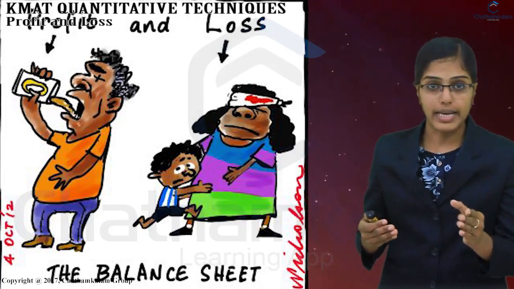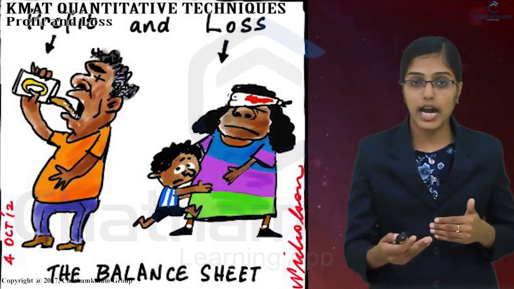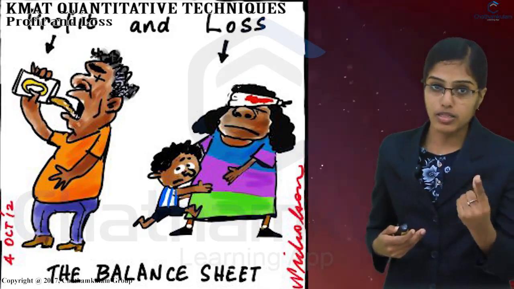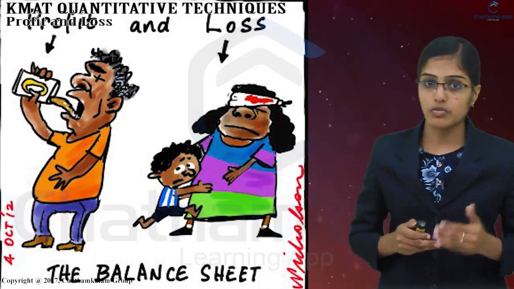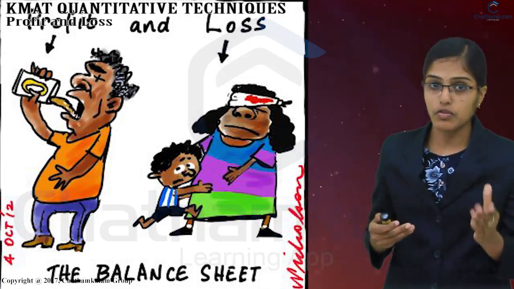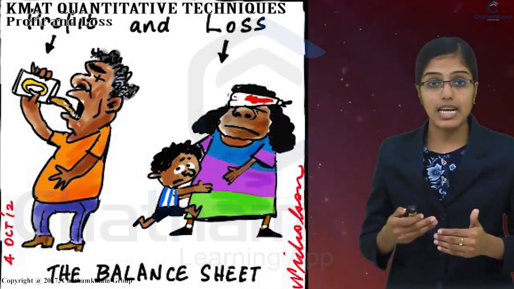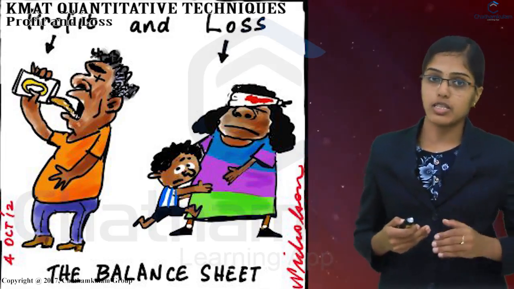Suppose I buy a product for X rupees. If I sell it at 100% of my CP, then there is no profit or loss. If I sell it at 110% of my CP, I will get a profit of 10%, that is extra 10%. If I sell it at 90% of my CP, then I have a 10% loss.